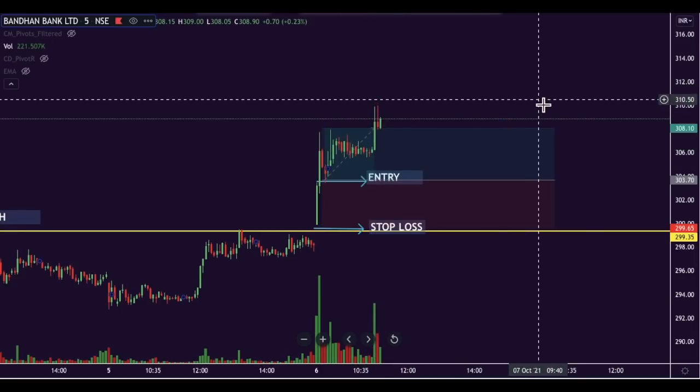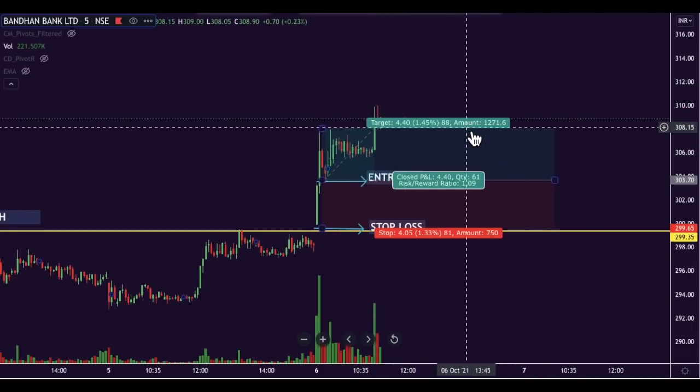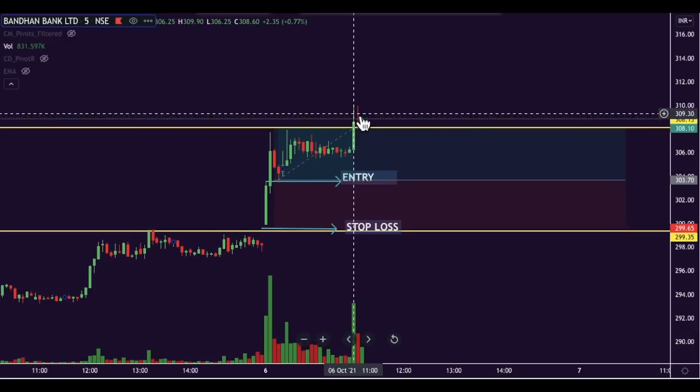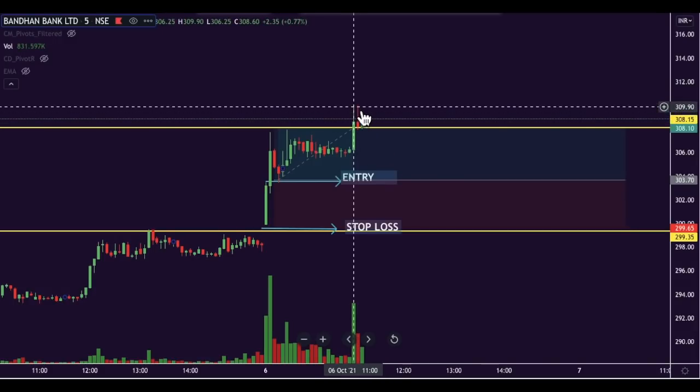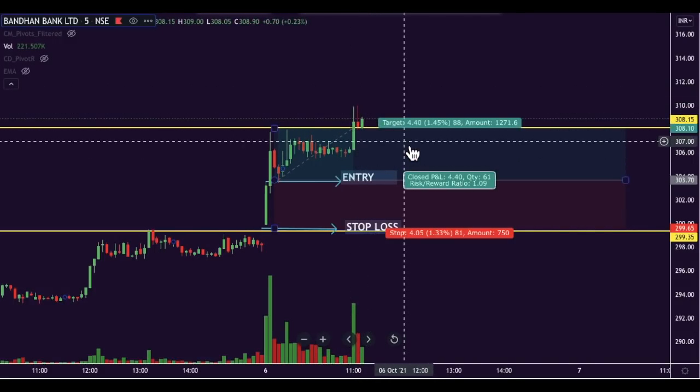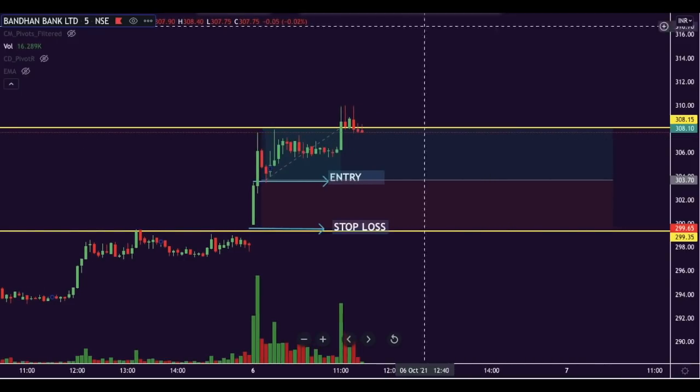Now traders, if you see this green candle, our target got achieved. Let me quickly mark that level. So it got achieved here. Now after that the market went even higher than that, but it's rejecting again. But we don't care, right? Our target is achieved. But by the end of the day, what happened? Let us see.